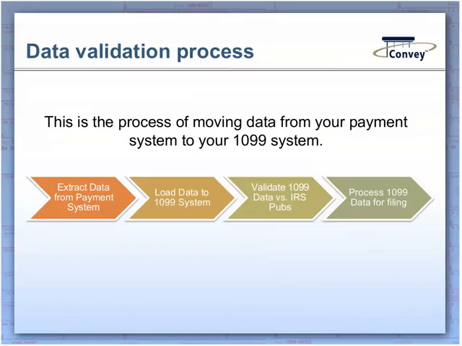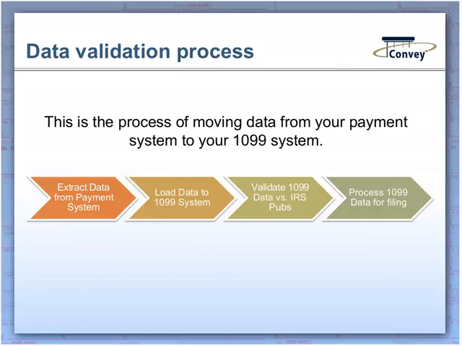Generally speaking, the data validation process is part of a four-step cycle to file. First, you're extracting data from your payment systems, whatever source is actually paying individuals and requires reporting. We then load that data into the 1099 system, and in Convey's case, at the time of load, we validate that information against the IRS rules and regulations in the publications and form instructions. So at the time that you complete your load, you'll have a set of transactions identified as being questionable in your reject bucket that you need to handle before you can do the last step, which is process 1099 data for filing.